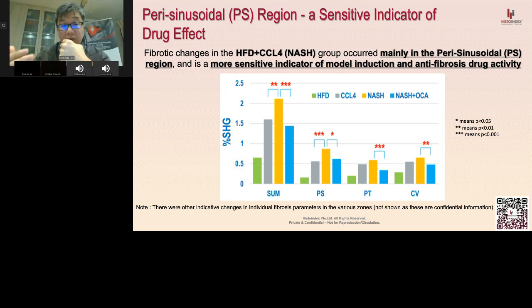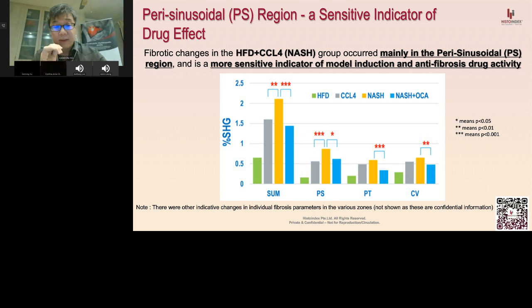And after treatment with OCA, so now we're talking about treatment, if you look at the blue bar, the improvement in fibrosis is statistically significant in all three zones, whether it's PS, PT, or CV. It shows the efficacy of the drug hitting across the entire liver. In short, fibrotic changes in the parasinusoidal region are a more sensitive indicator of both model induction, sequential induction, as well as anti-fibrosis drug activity.